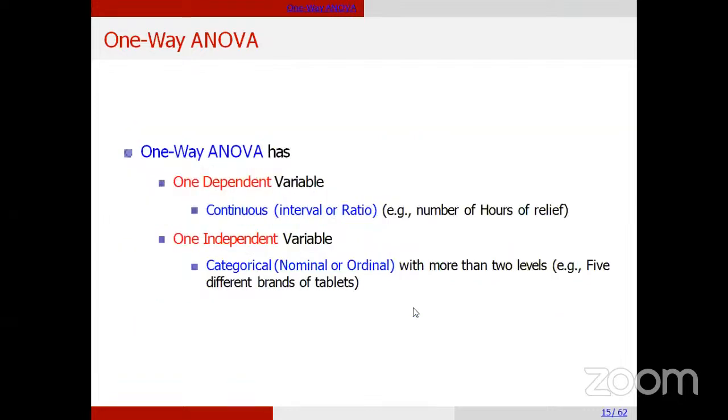So one-way ANOVA has one dependent variable and one independent variable. In our example, we have one dependent variable, that is 50% dissolution time, that is continuous. One independent variable, that is the category of batches: batch 1, batch 2, and batch 3. That is, it has more than two levels. So one dependent and one independent.